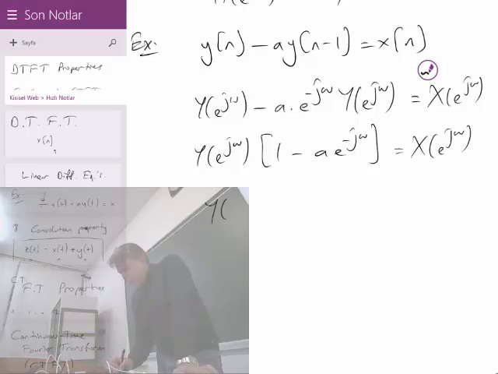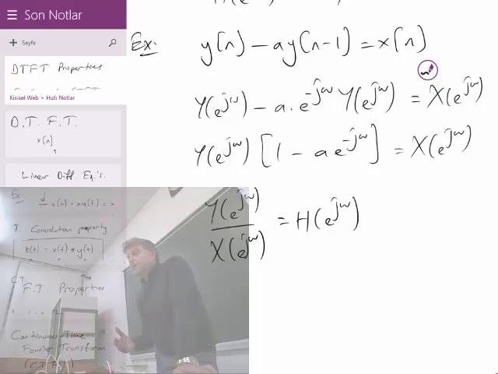And now Y of e to the j omega over X of e to the j omega is of course equal to H of e to the j omega. In the Fourier domain, it's not convolution that you do, it's multiplication. You multiply H by X in the frequency domain to obtain Y. And this one is equal to 1 over 1 minus a e to the minus j omega. And it was the first example that we did for the discrete time Fourier transform.